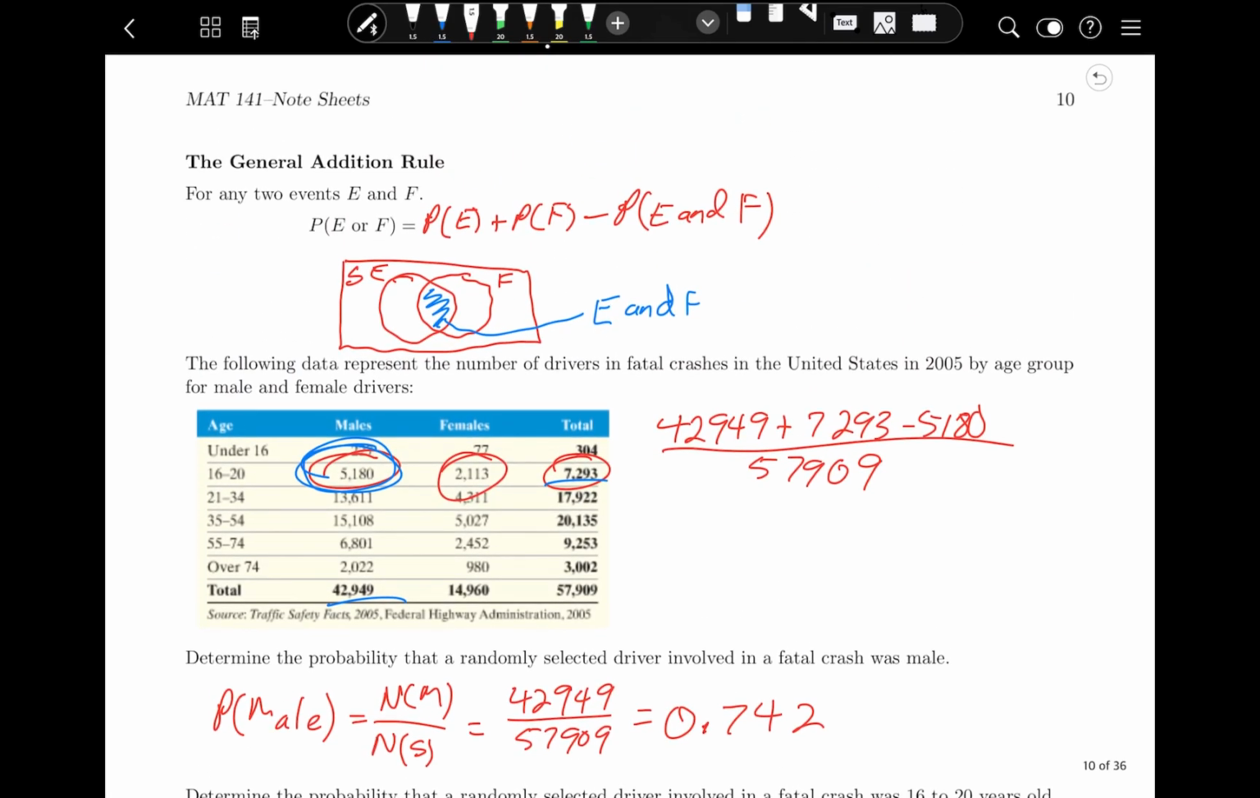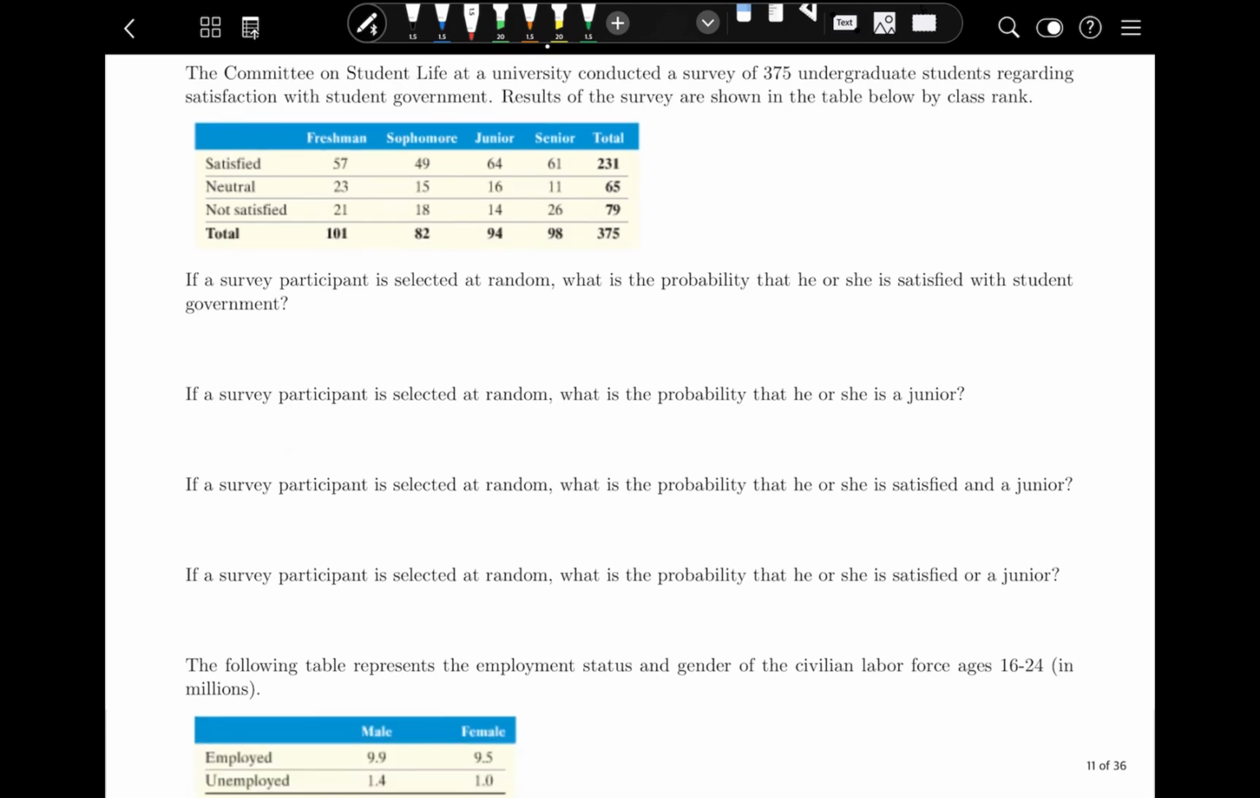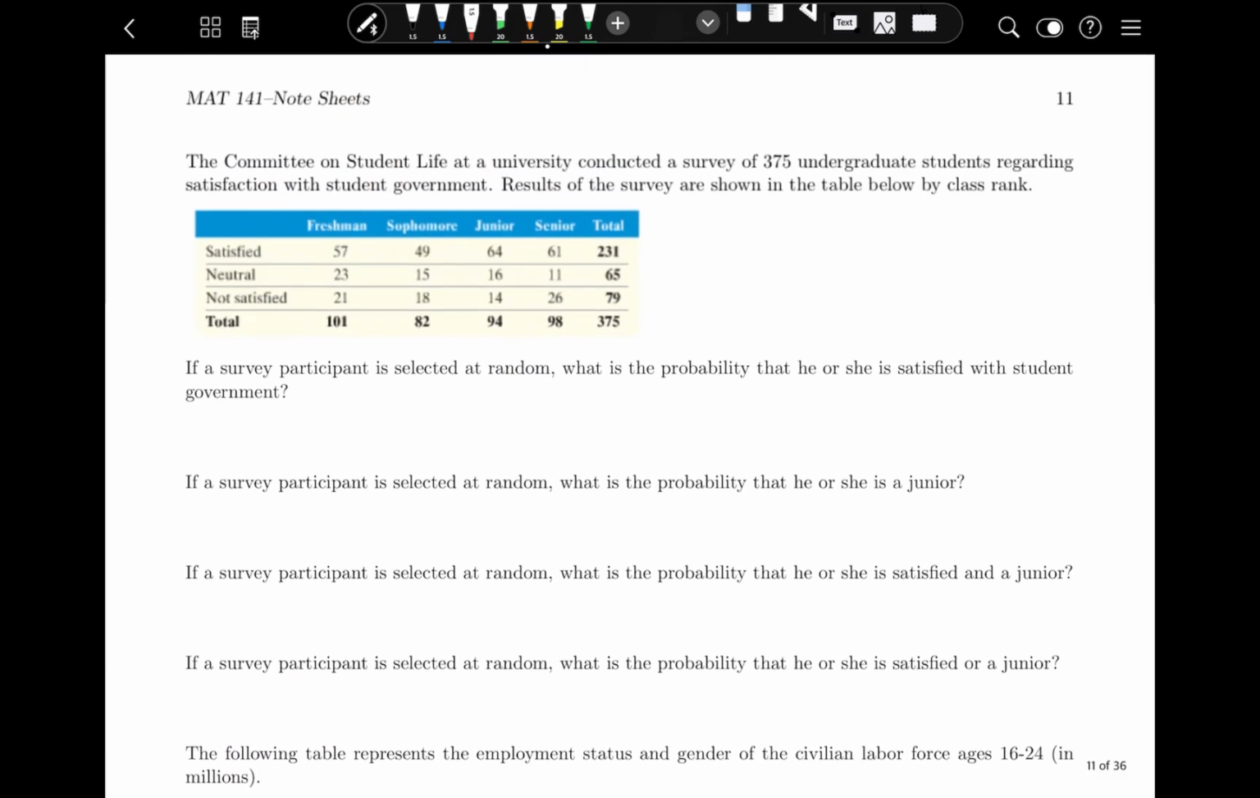Okay, so that's the idea of how to use the general addition rule. So what I'd like y'all to do now is flip over to page 11 and try doing these problems that involve the general addition rule.